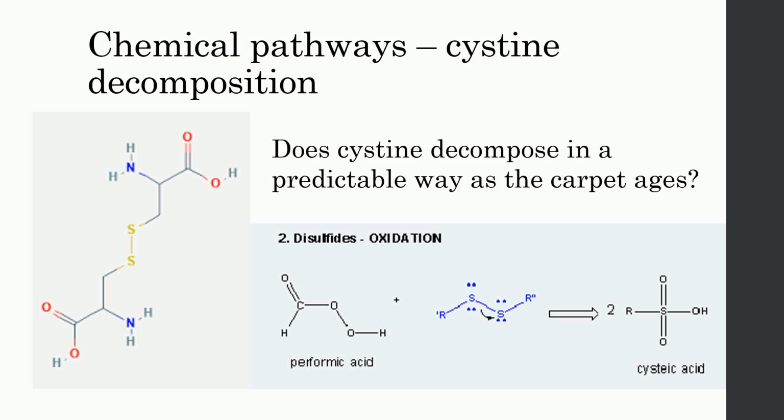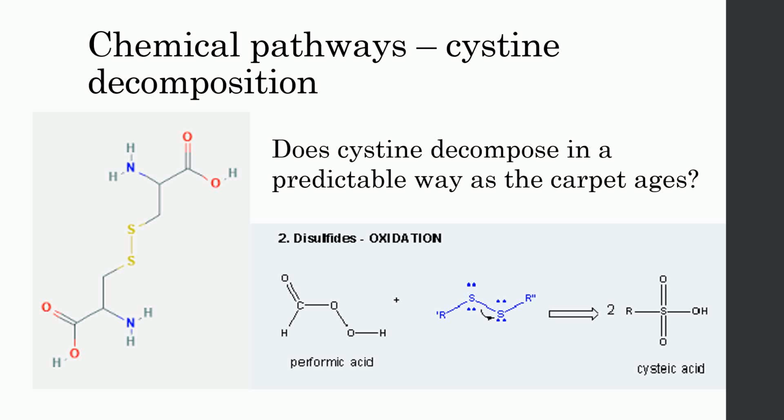One of the chemicals that they focused on after analyzing a number of carpets is cystine, which, as you see on the left-hand side, is a compound that has two sulfur atoms that are linked together. The chemical pathway on the right shows an oxidation of the cystine to cysteic acid.